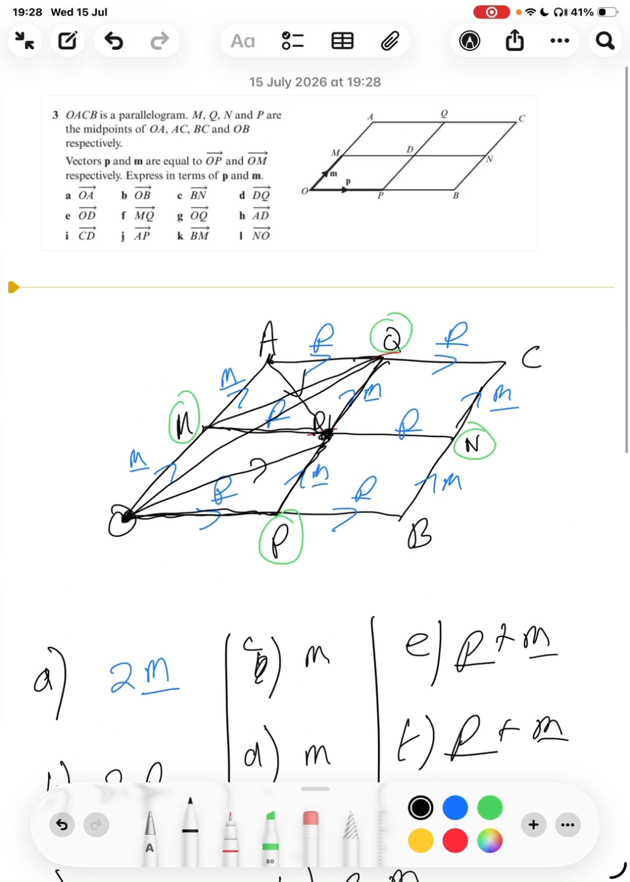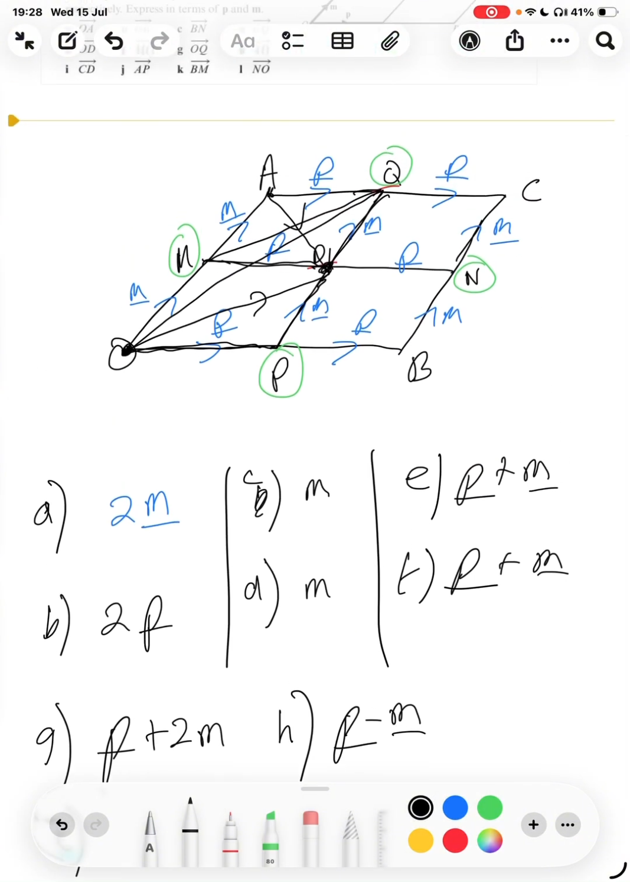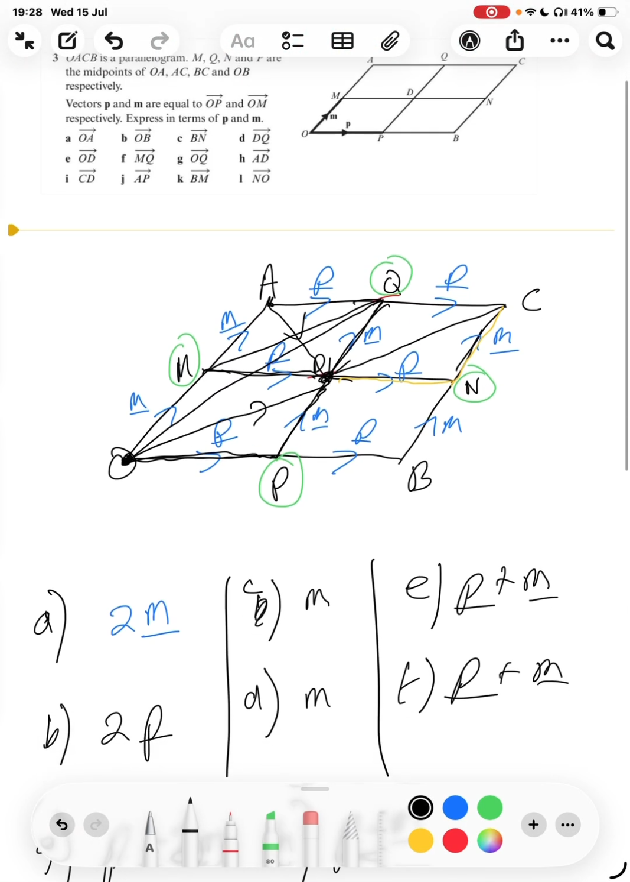Next one, we've got C to D. We do the same thing. If you get confused, we follow the line. It goes opposite M, and here it's also going opposite P. So it's negative M and also negative P, so negative P, take away M. We can go the other direction if we want. I just chose one, because both are the same. Opposite P, opposite M.